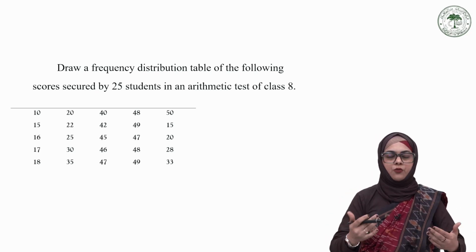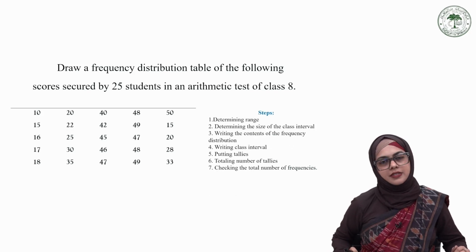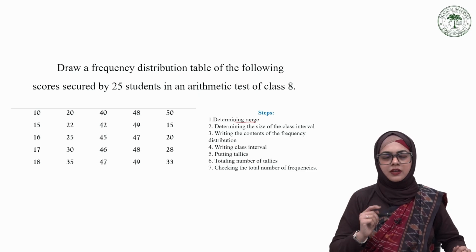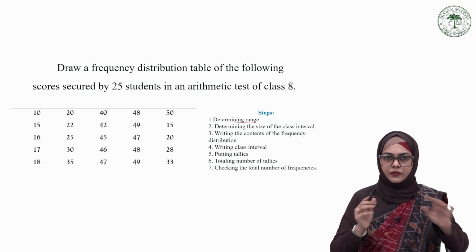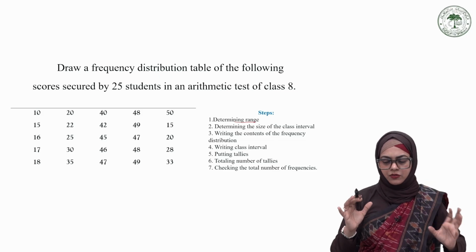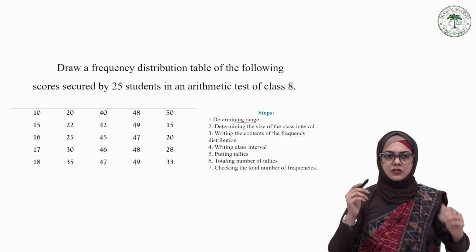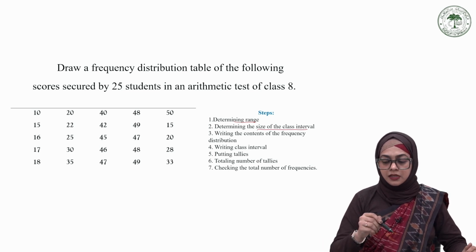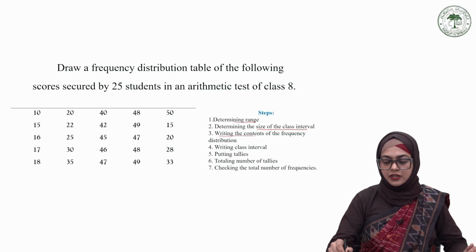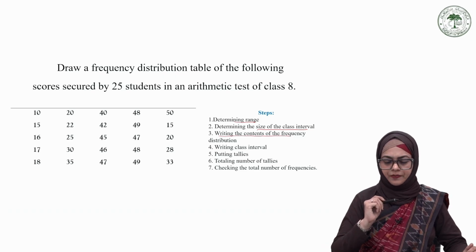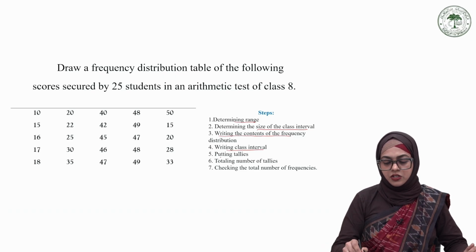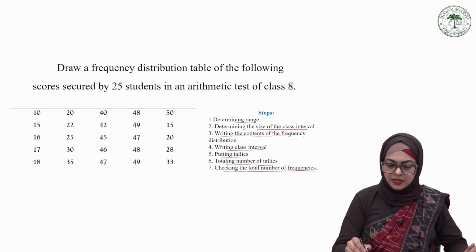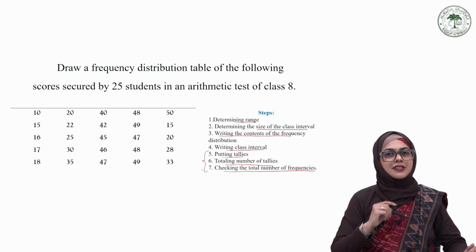So what are the steps to be followed? Here are the steps. First, you determine the range. I'll tell you in a little while. We'll be following step by step. First, let me explain the overall steps that you have to conduct in order to make a frequency table of a continuous type. Then you determine the size of the class interval. The third step is when you start writing the content of the frequency distribution. Then you write the class interval, start putting tallies, counting the number of tallies and checking the total frequency. This is exactly what we did in the previous example.